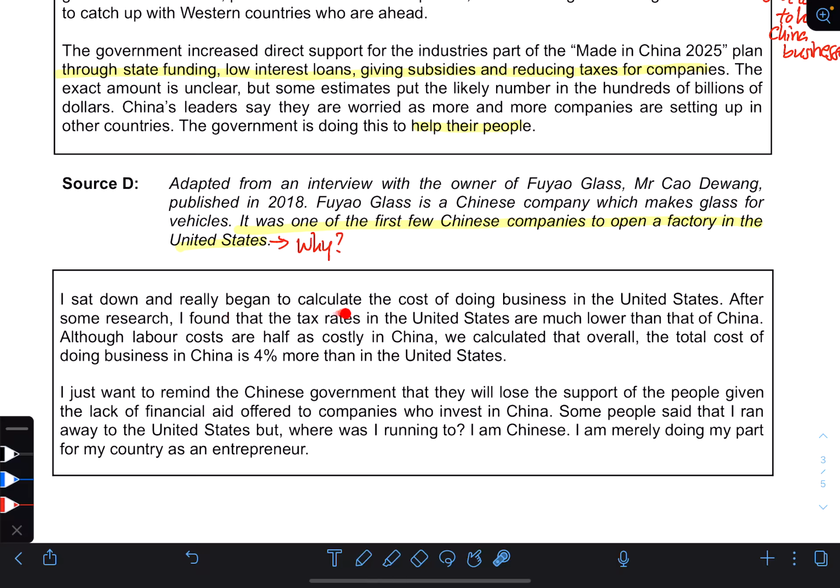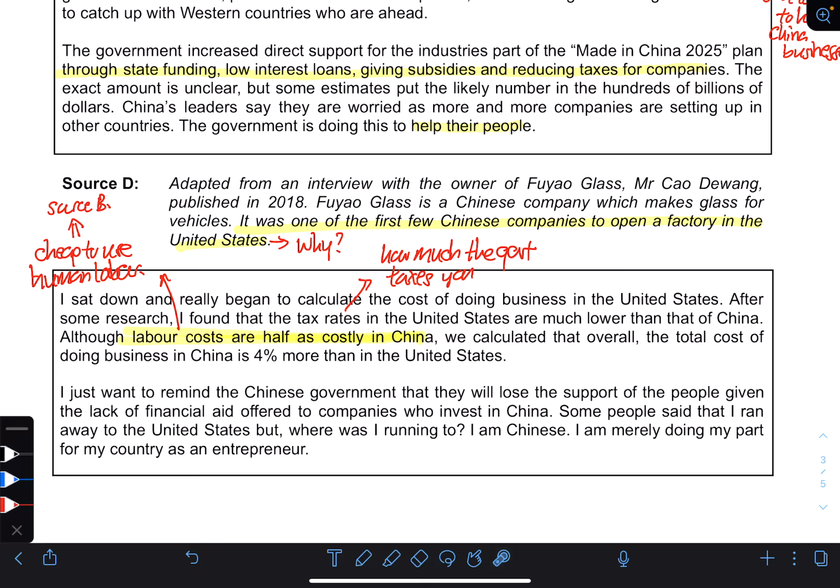I sat down and really began to calculate the cost of doing business in the US. After some research, I found that the tax rates, meaning how much the government taxes you, in the US are much lower than that of China, although labor costs are half as costly in China. Okay, I want you guys to highlight this. What does this mean? It means that it's still cheap to use human labor to produce things. Okay, what does that sound like? It sounds familiar, or it sounds similar to source B.